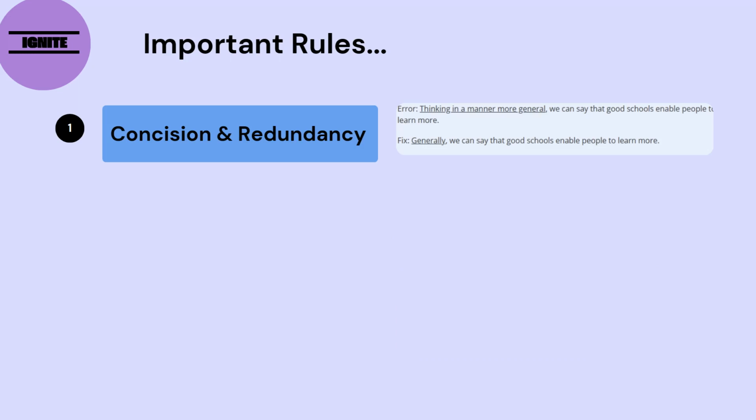The first one is concision and redundancy. A big thing to note on the SAT is that it doesn't necessarily ask for the correct answer, it asks for the best answer. And in this case, the SAT will always want the more concise answer in a given question. For example, let's look at this on the right. "Thinking in a manner more general" and the word "generally" mean the exact same thing. So the SAT would test the question in the sense that "generally" would be the correct answer.